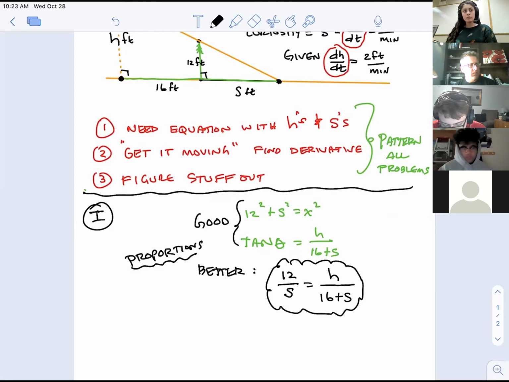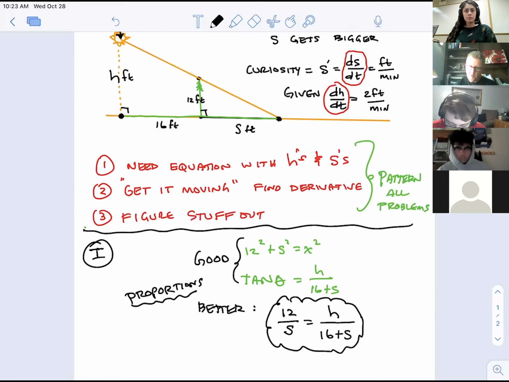So awesome. Now we need to, well, get it moving. Why do we need to get it moving? Well, because the person that wrote the problem, or in this case me, was not really curious about just H's and S's, like how long is H and how long is S. They were curious about the speed of these things. So you understand why I need to take a derivative? Because I don't care about the lengths, I care about the speed. That's what I'm interested in.